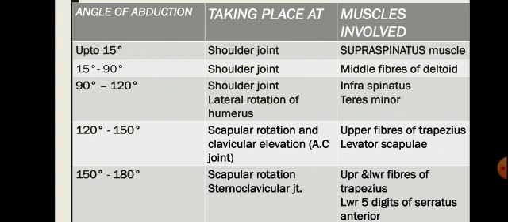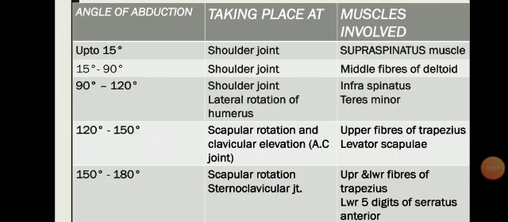And 120 to 180 degrees is actually classified into two subdivisions. This 120 to 150 degrees happens by means of two different things: scapular rotation and clavicular elevation. Here the joint involved in the clavicular elevation is the acromioclavicular joint. That's what I mentioned as the AC joint. And the muscles involved here are the upper fibers of trapezius and levator scapulae. And the last and final movement is the extension.